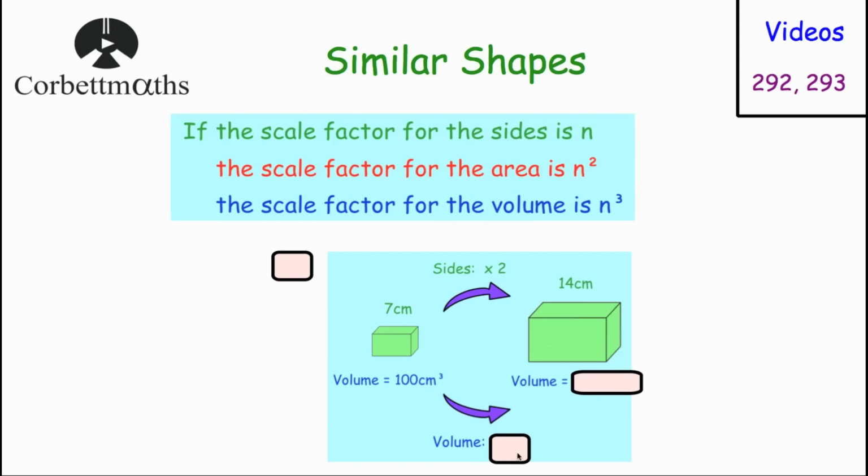That means if we want to find the scale factor for the volume, we will cube that. 2 cubed is 8. That means the volumes are 8 times bigger. So the volume of this cuboid will be 8 times larger than the volume of that cuboid. So if we do 100 times 8, that will give us the volume of the larger cuboid. 100 multiplied by 8 would be 800 centimeters cubed, and that's it.